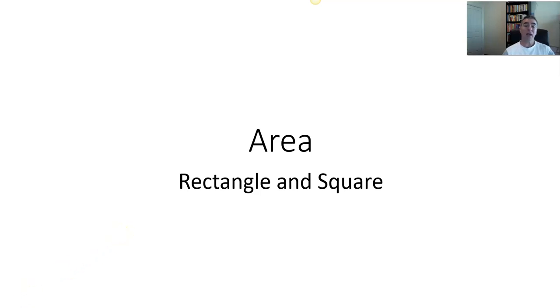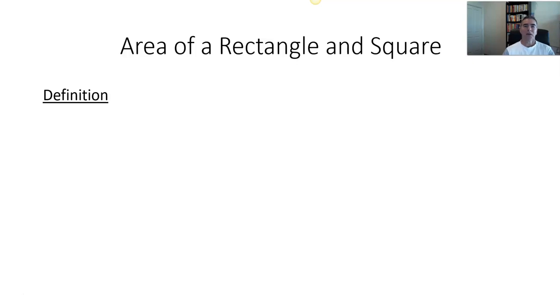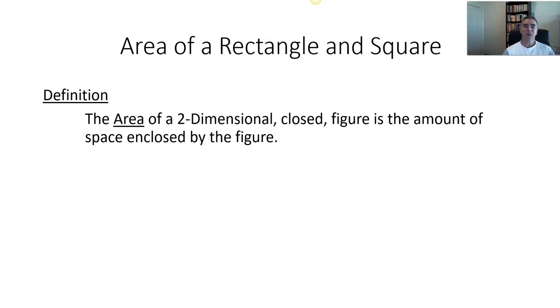Today we're going to have a look at how we find the area of a rectangle and a square and what the definition of area is. So let's get started. The definition: the area of a two-dimensional closed figure is the amount of space enclosed by the figure, so the amount inside it. Here we have a rectangle and we're talking about this shaded part in here. That's the area, the part that's enclosed by the rectangle.